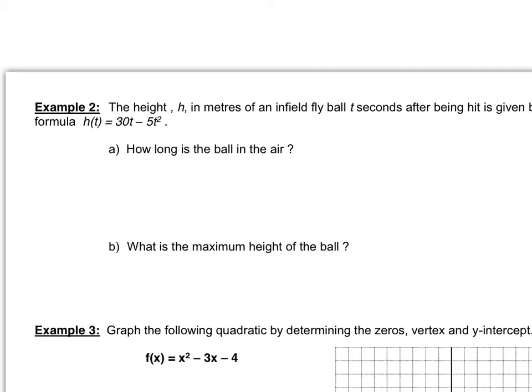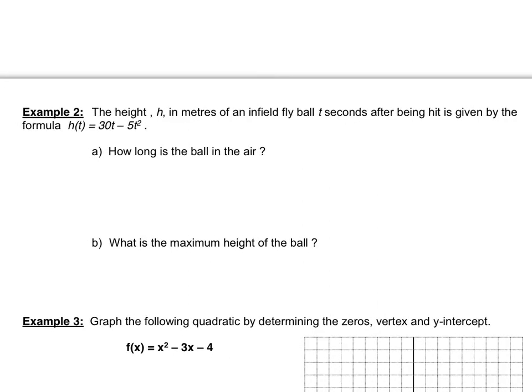Okay, right now we're going to be getting into some word problems and some graphing. So if we look at our first question here, we have the height h in meters of an infield fly ball given in t seconds after the ball is hit, which is represented by the formula the height is equal to 30 multiplied by the time minus 5 times squared.